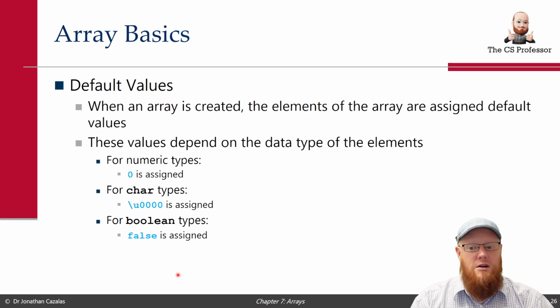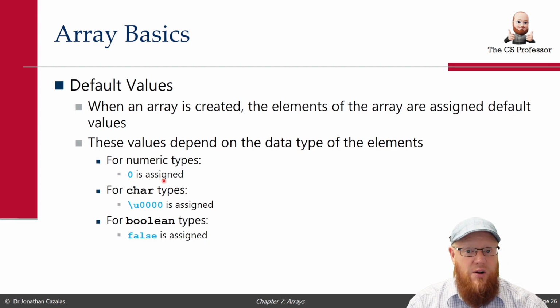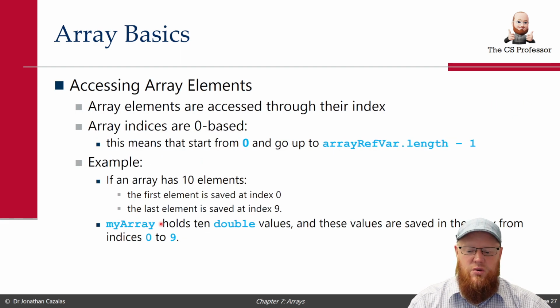So when you create an array, those arrays are given default values. A numeric array, such as an array of integers or longs, or an array of float or double, those individual cells are assigned default values of 0. For character types, the individual cells are assigned a default value of the Unicode value 0000. And then finally, for Boolean types, every cell is given a default value of false.